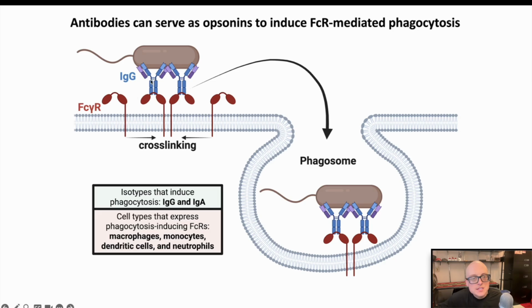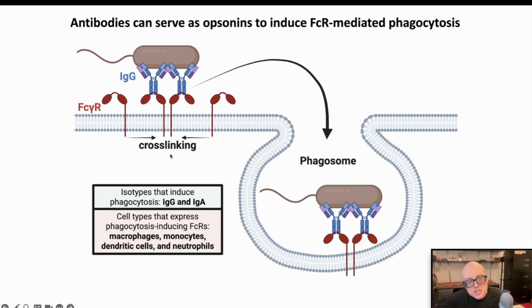In this example, you can see that IgG is bound to the surface of this bacterium, and that when it binds to Fc gamma receptors on the surface of the phagocyte, let's say this is a macrophage, that's going to be a strong signal to induce internalization of a phagosome, to eat that bacterium.